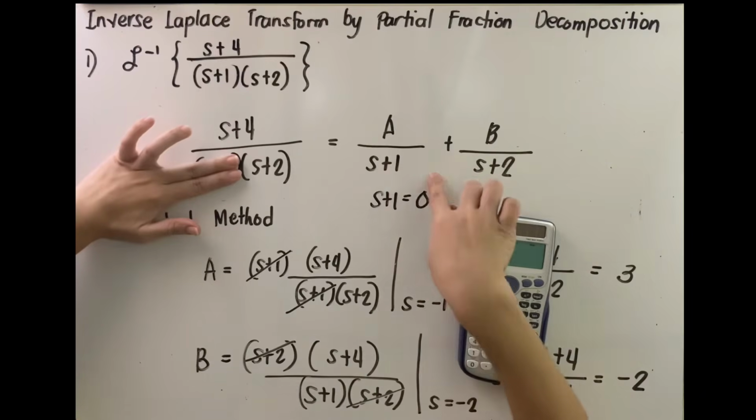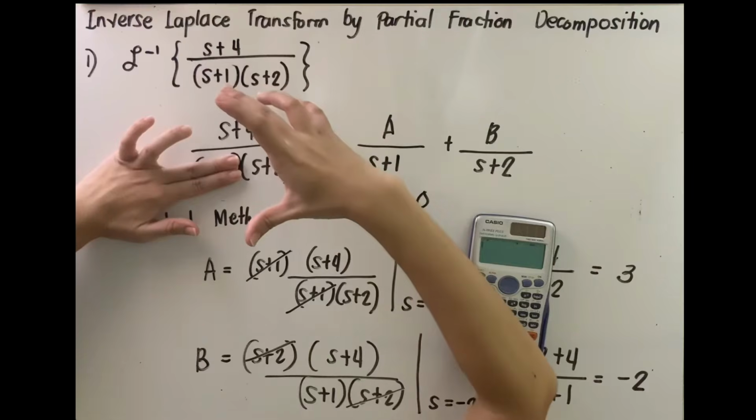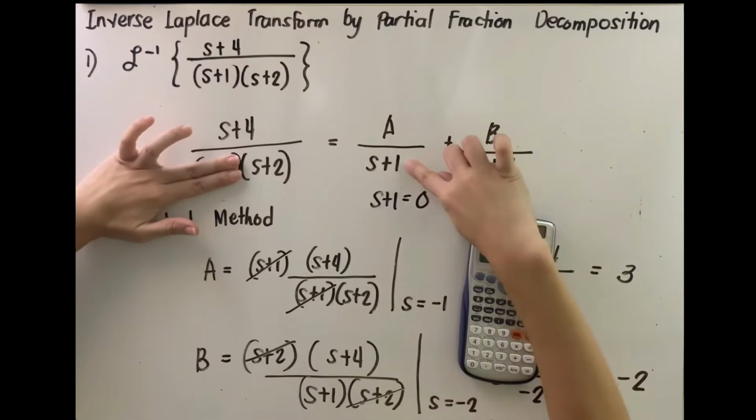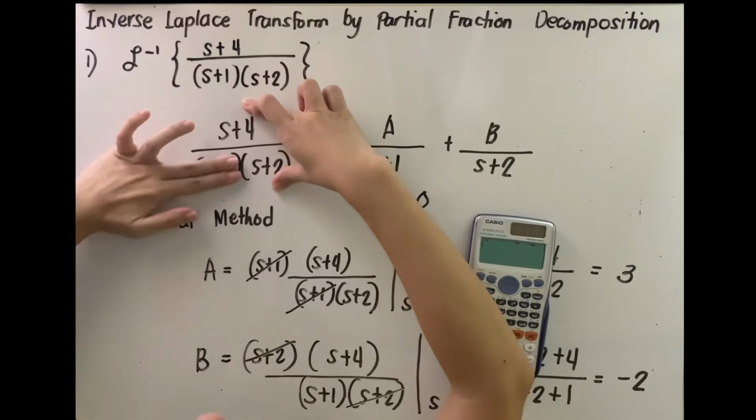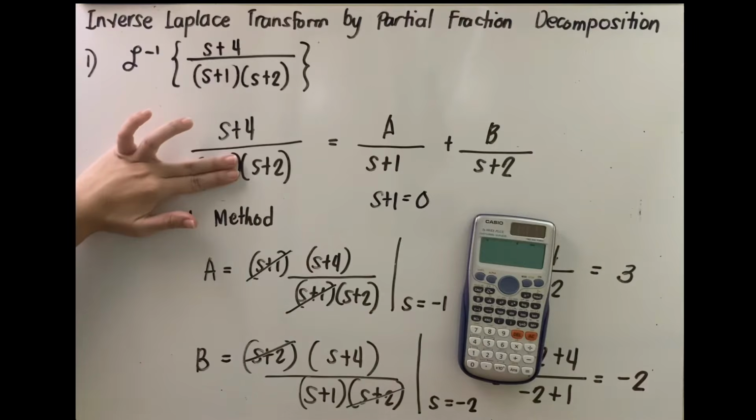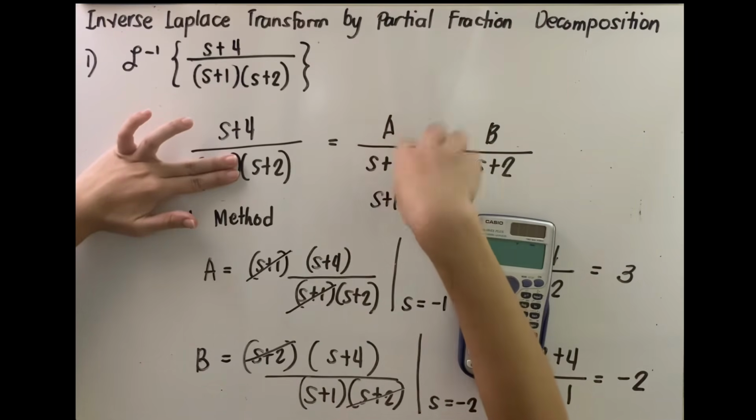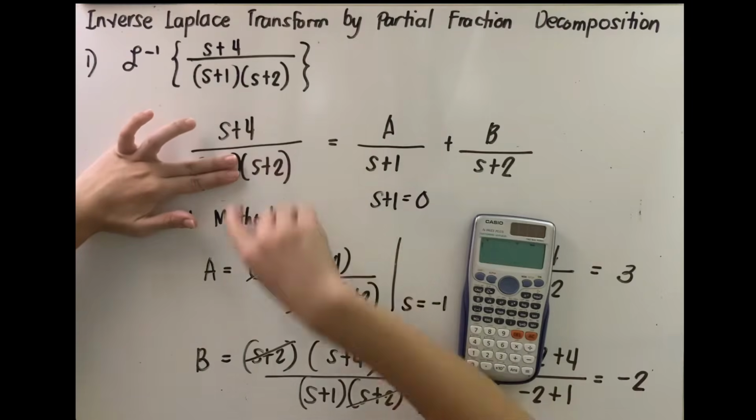Tapos, yung negative 1 na yun, isasubstitute mo yun dun sa matitira from the ones na tinakpan mo yung denominator ng fraction na sinusolve natin, ng constant na sinusolve natin. So, yung negative 1 dito, substitute mo na lang.